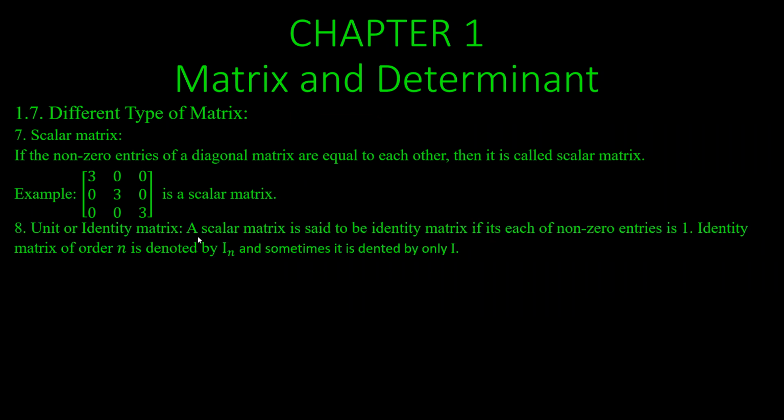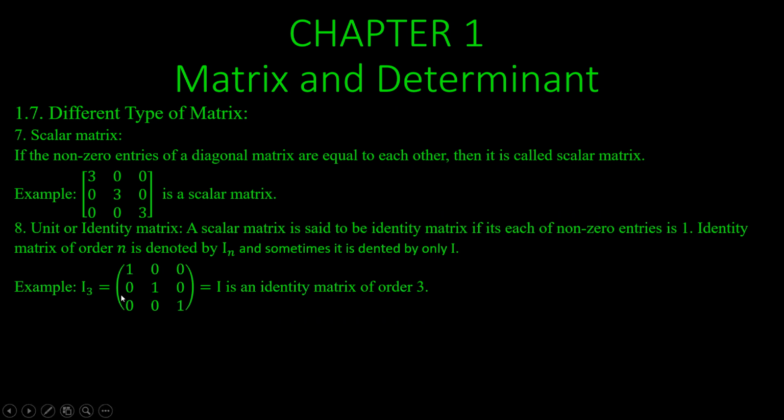Unit or identity matrix. A scalar matrix is said to be an identity matrix if each of the non-zero entries is 1. An identity matrix of order n is denoted by I_n, and sometimes it is denoted by only I. Here, an example is given, and here we find that it is a square matrix.